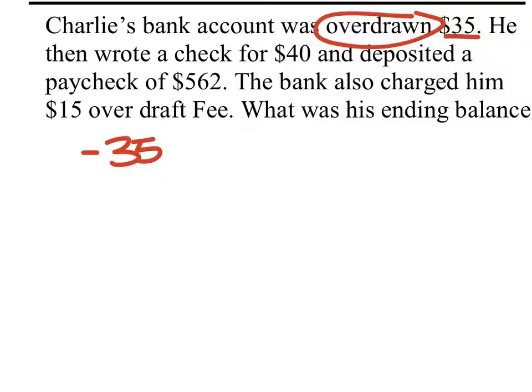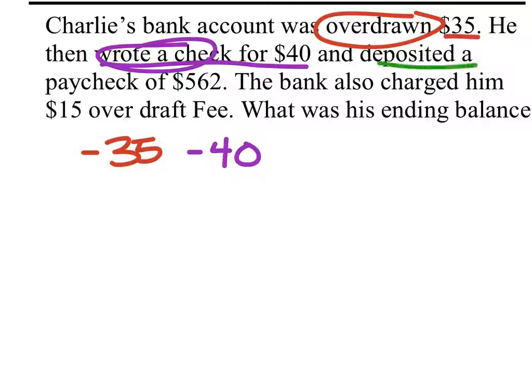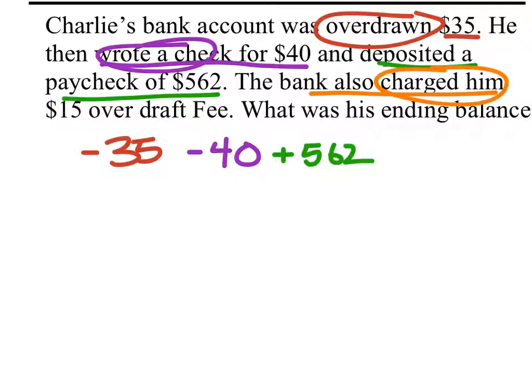But then he wrote a check for $40. So this $40, it was a written check, which makes this a subtraction problem as well. But then he deposit would indicate addition, a paycheck of $562. And then finally, the bank charged him an overdraft fee, so it's minus whatever this fee is, $15 right here. So this would be the problem as we have it.